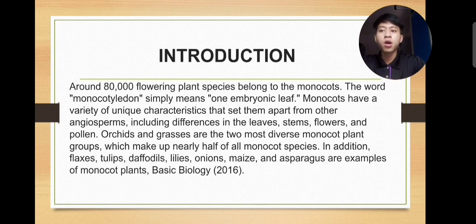Around 80,000 flowering plant species belong to the monocots. The word monocotyledon simply means one embryonic leaf. Monocots have a variety of unique characteristics that set them apart from other angiosperms, including differences in the leaves, stems, flowers, and pollen. Orchids and grasses are the two most diverse monocot plant groups, which make up nearly half of all monocot species. In addition, flaxes, tulips, daffodils, lilies, onions, maize, and asparagus are some examples of monocot plants.